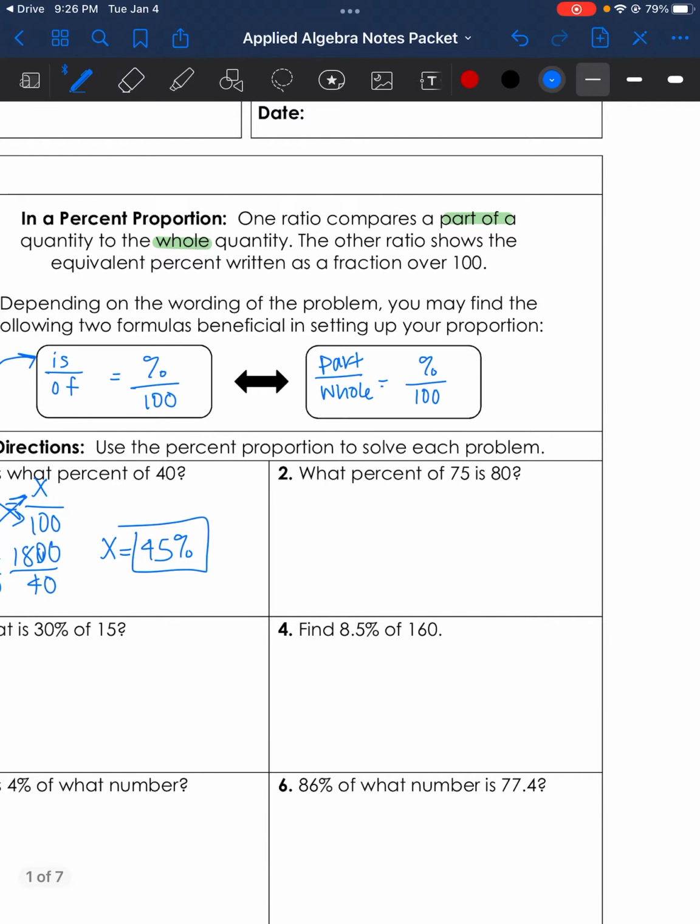And this one over here, number 2, I'm just going to help you set up, but I'm going to let you do the math and solve it. So what percent of 75? "Of 75" means it's going to go on the bottom here, is 80. So 80 is going to go on top, and 75 is going to go on the bottom. What percent? We're looking for the percentage, so we don't know that. We're going to say it's x, and this is always over 100. So that's our setup here, and then I will let you guys do the cross multiplying, solving for x.